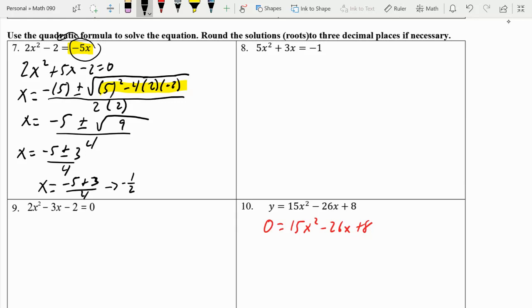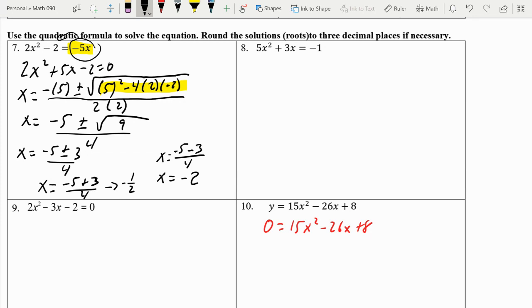And then my other one, x is equal to negative 5 minus 3 over 4, which ends up giving me negative 8 over 4. So it ends up giving me negative 2.